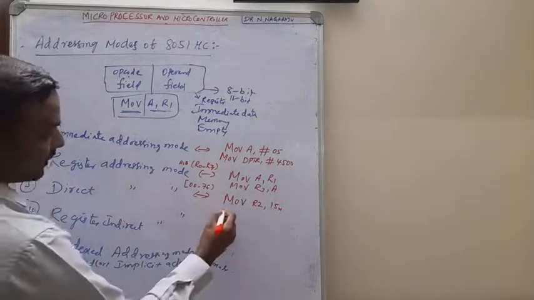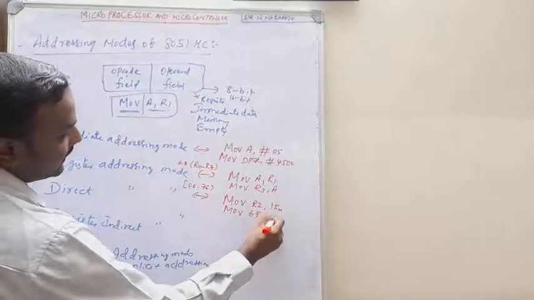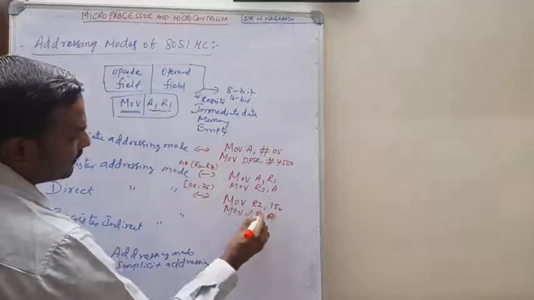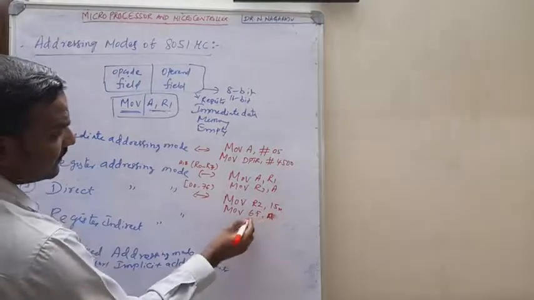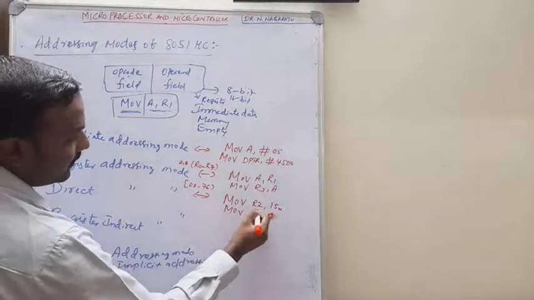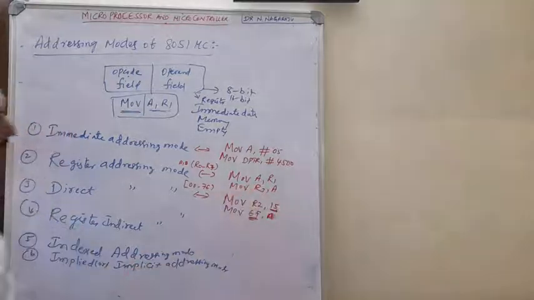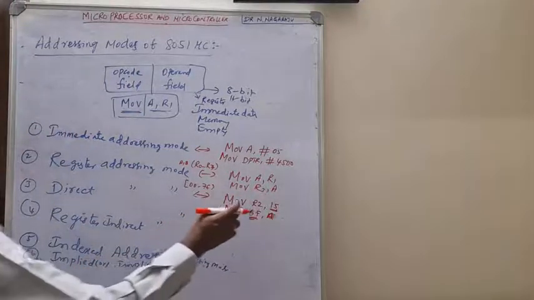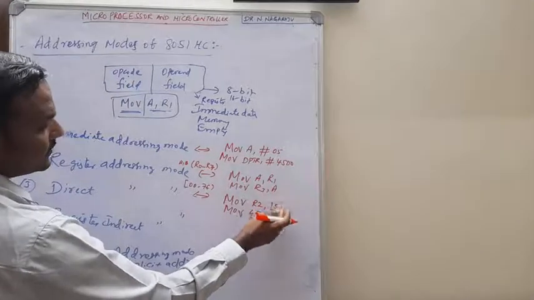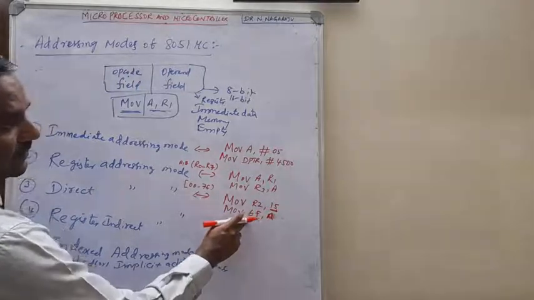Or otherwise, move 6F comma A. So 6F is one address, that is the internal RAM address. Here 15 is also one address. So whatever content is present in address 15 is moved to the R2 register. Whatever content is present in A is moved to the 6F internal memory location.